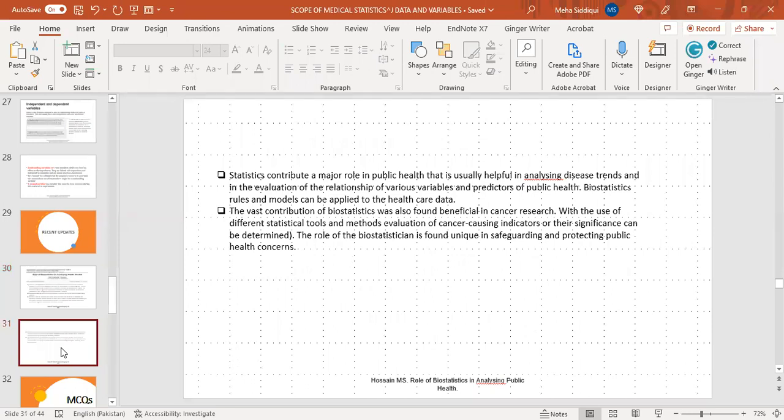Biostats rules and models can be applied to healthcare data. The vast contribution of biostats was also found beneficial in cancer research. With the use of different statistical tools and methods, evaluation of cancer-causing indicators and their significance can be determined. The role of the biostatistician is found unique in safeguarding and protecting public health concerns.